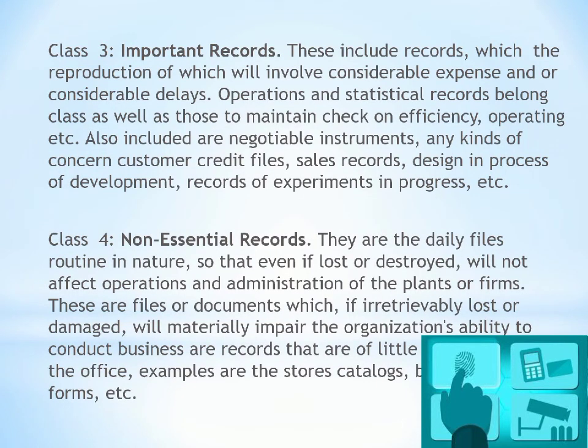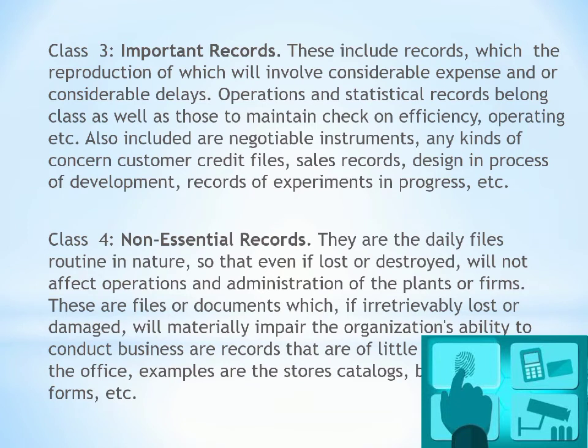Third class is the important records. Here in important records are those whose reproduction will involve considerable expense or considerable delay. Operation and statistical records belong to this class, as well as those that maintain a check on efficiency, operating, etc. Also included are negotiable instruments, any kind of concerned customer, credit files, sales records, design and process of development, records of experiments in progress, and so on.